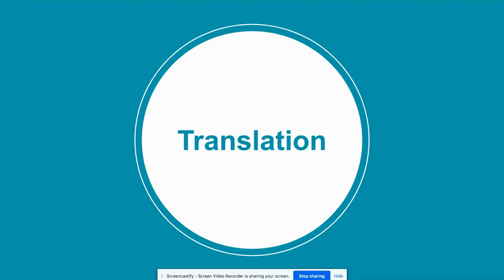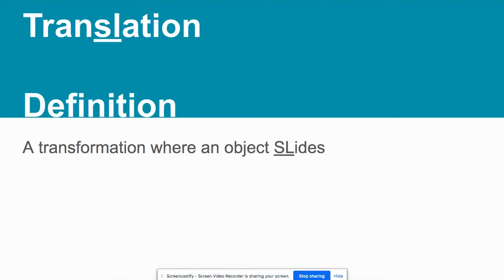You might have heard the word translation in other contexts. We're going to talk about what it means in math. So here's the definition for translation, and this is what you can write down. A translation is a transformation where an object slides. Now, there's actually another kind of mathy word in this definition, and that's transformation.